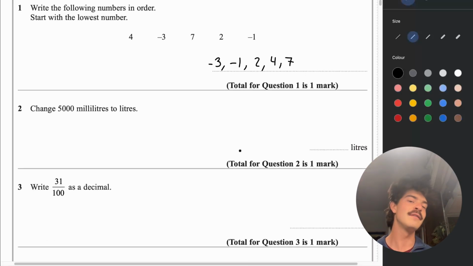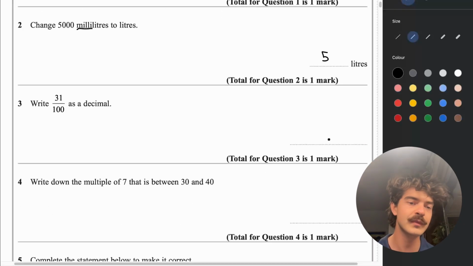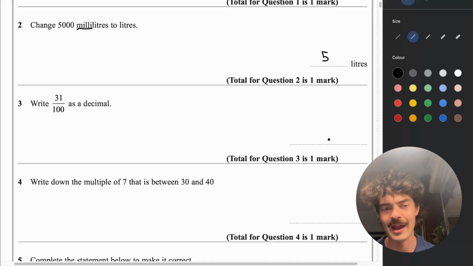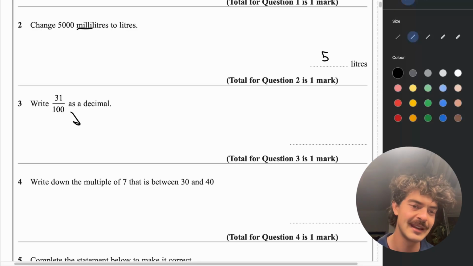Cool, next one. 5,000 milliliters to liters. A little bit of a hint here at the start: the "milli" is a bit of a giveaway, meaning 1,000 milliliters to 1 liter. So 5,000 milliliters is going to be 5 liters. Question 3, 31 over 100 as a decimal. You might be able to do it as a percentage, which would quickly go to 31%, but of course we want it as a decimal. It's going to be 0.31.